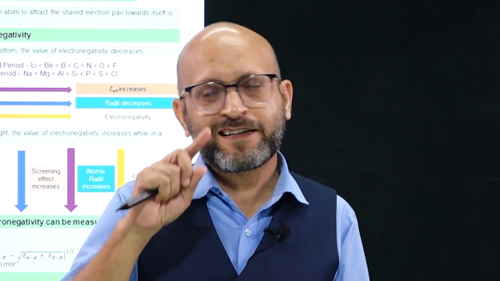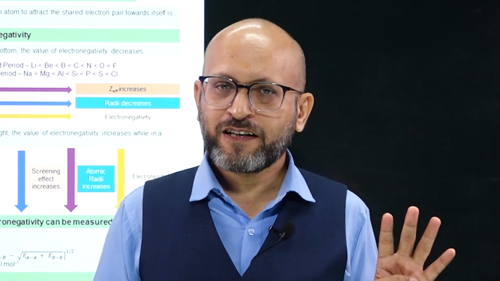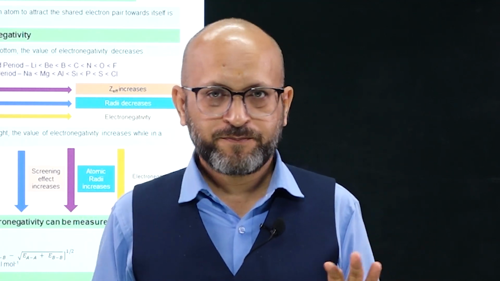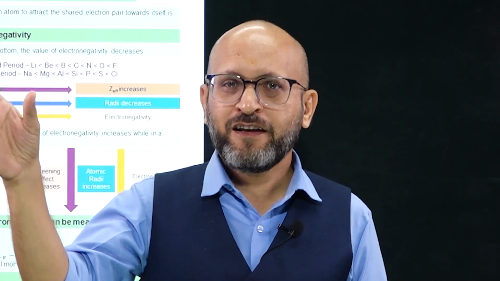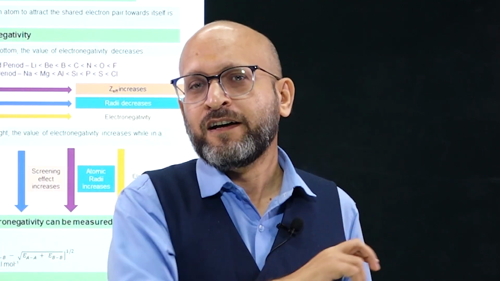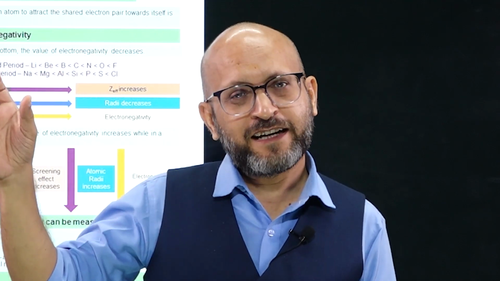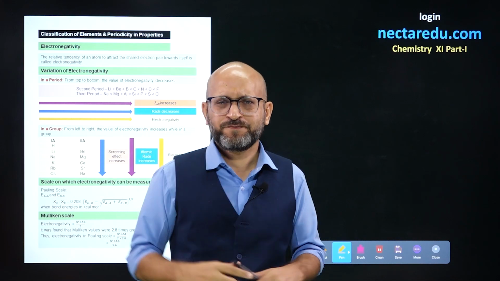I'll tell you the trick to remember the top 4 elements in the periodic table on the basis of electronegativity. So you just remember "phone call". What you will remember? Phone call. Fluorine, oxygen, nitrogen, chlorine. So phone call, that is fluorine the highest, and nitrogen and chlorine almost similar.